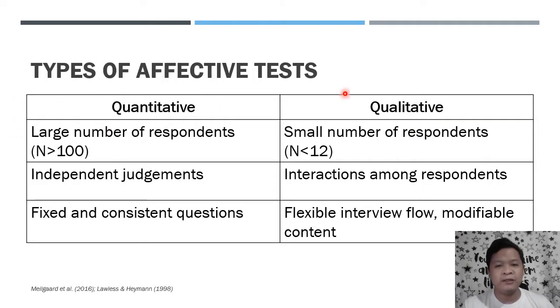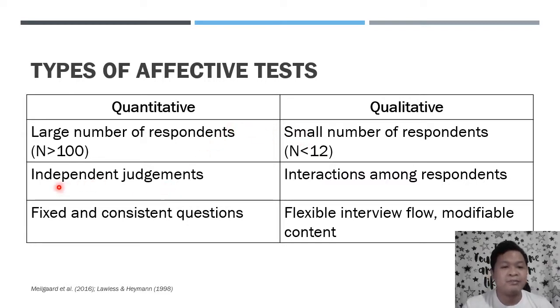So, quantitative and qualitative affective tests differ in three major aspects. First is the number of respondents, wherein sa quantitative, you need to have a large pool of sample size relative to the population. And for qualitative, usually, yung ini-interview mo, konti lang. Although you can have a lot more replicates. For example, a focus group can have usually less than 12 respondents, sometimes 6 lang. But you can have 5 focus group sessions, etc.